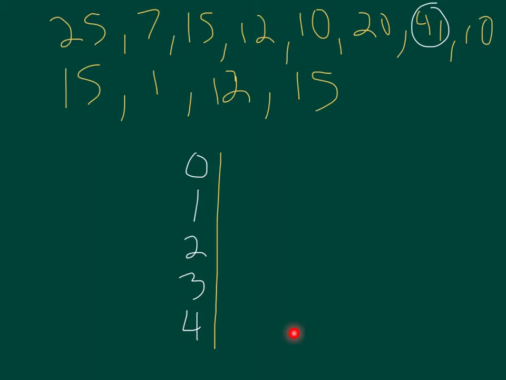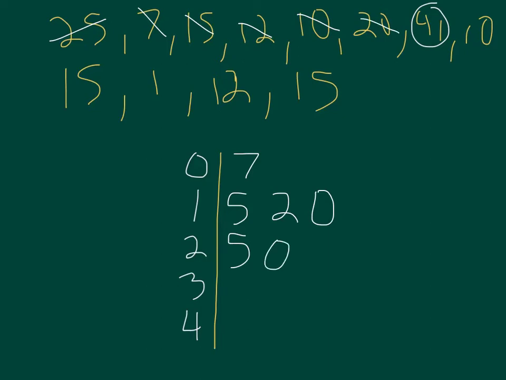So now I'm going to go through and identify these numbers and cross them off as they occur. So 2 for 25, I'd put a 5 right here. For 7, that's actually like 0, 7. 15, that's like 1, 5. 12, that's like 1, 2. 10 is like 1, 0. 20 is 2, 0 right there. 41, 4 and a 1. 10, I'm going to put another 0 there. 15, put a 5. 1, that's like 0, 1. 12, that's right here. And 15, let's do that like that.